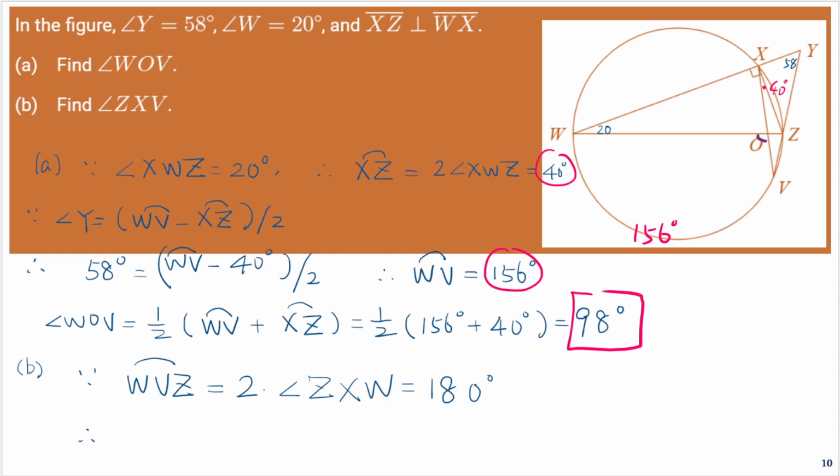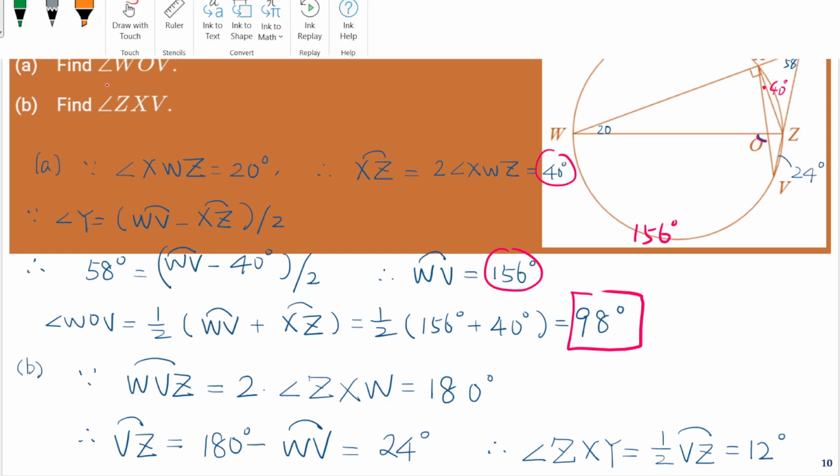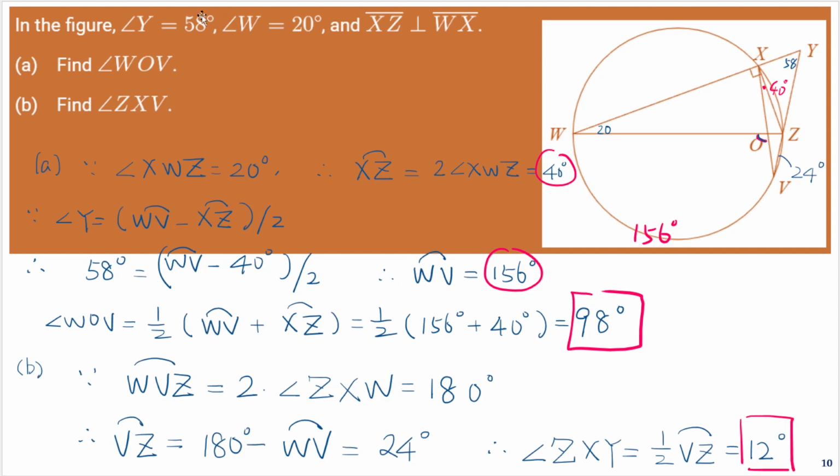We have the arc VZ equals 180 degrees minus the measure of arc WV, and that gives us 24 degrees, right? Well, this arc here is 24 degrees. And therefore we know angle ZXY is simply half of the arc VZ, which gives us 12 degrees. Did you get it? Any questions?